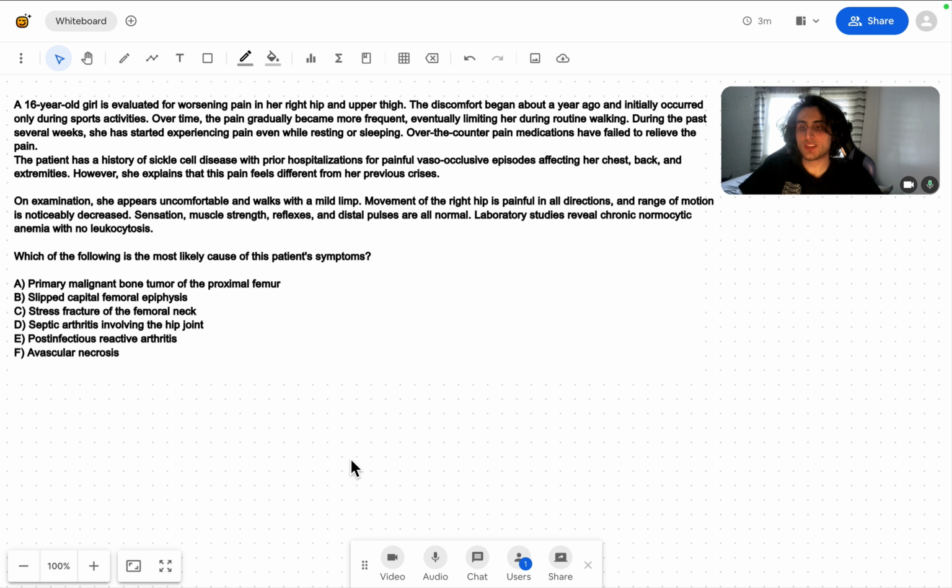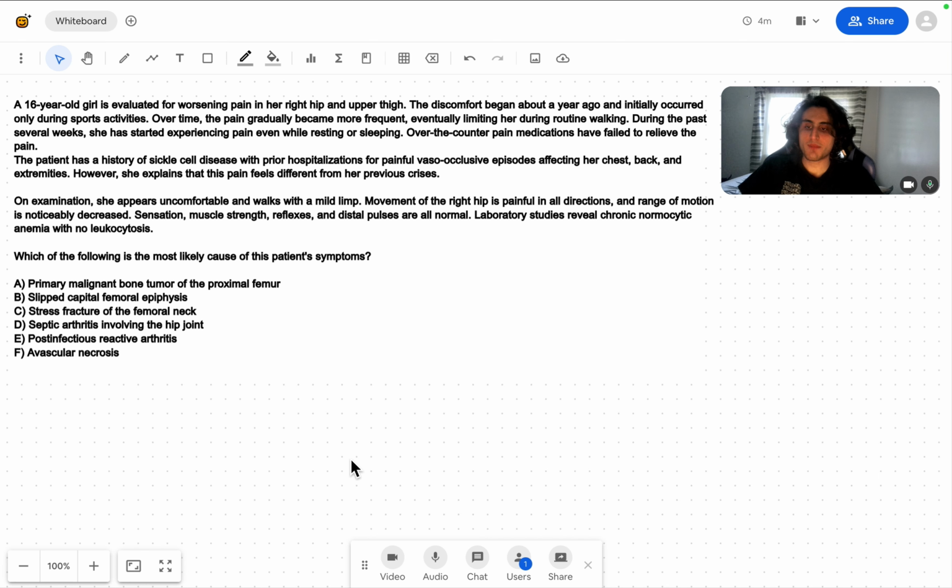The patient has a history of sickle cell disease with prior hospitalizations for painful vaso-occlusive episodes affecting her chest, neck, and extremities. However, she explains that this pain feels different from her previous crisis. On examination, she reports uncomfortable and walks with a mild limp. Movement of the right hip is painful in all directions and range of motion is noticeably decreased. Sensation, muscle strength, reflexes, and distal pulses are all normal. Laboratory studies reveal chronic neurocystic anemia with no leukocytosis. Which of the following is the most likely cause of this patient's symptoms?